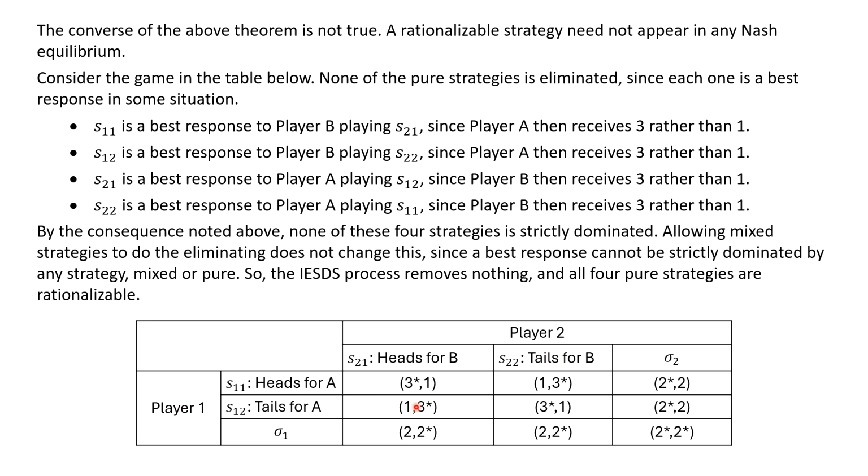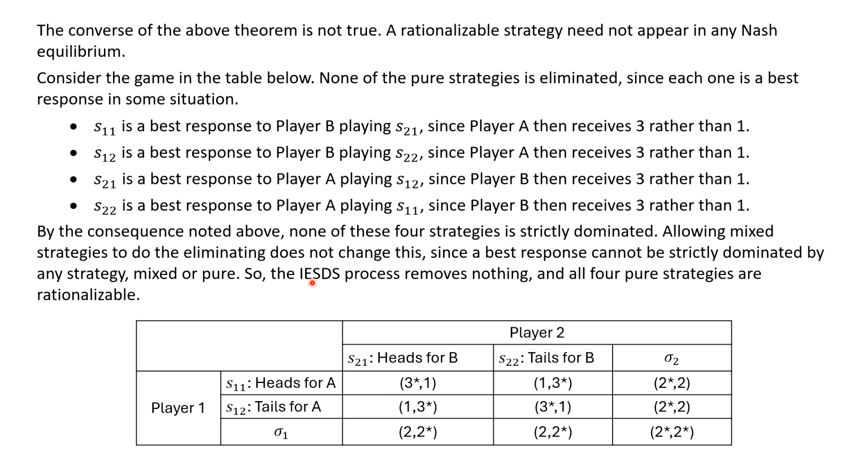This being a symmetric game, we have the same situation for B, that this strategy for B does not dominate this and vice versa. So by the consequence noted above, none of these 4 strategies is strictly dominated. Allowing mixed strategies to do the elimination does not change this. You can see that here. If you look at the bottom row, it dominates here, but then not here. So this 3 is better than the 2, and the same issue with the first strategy up here.